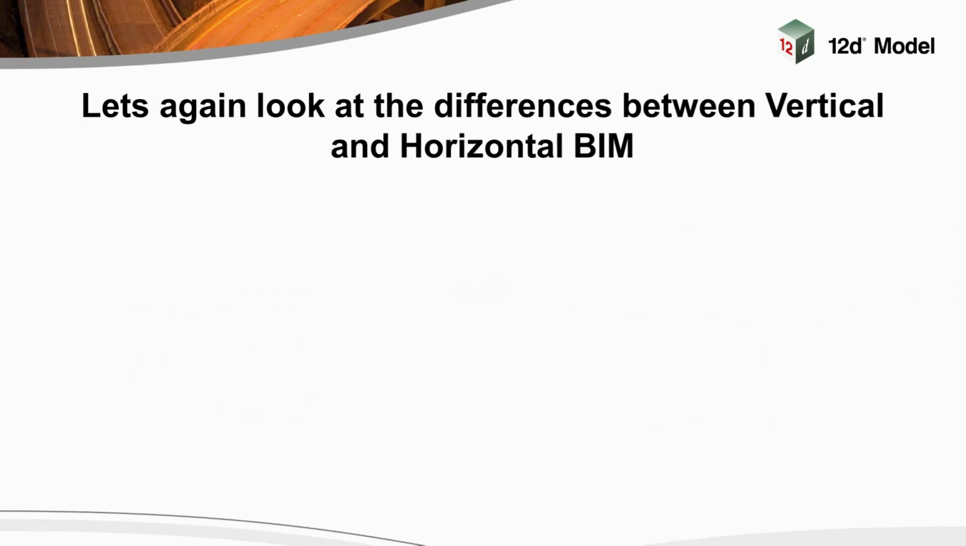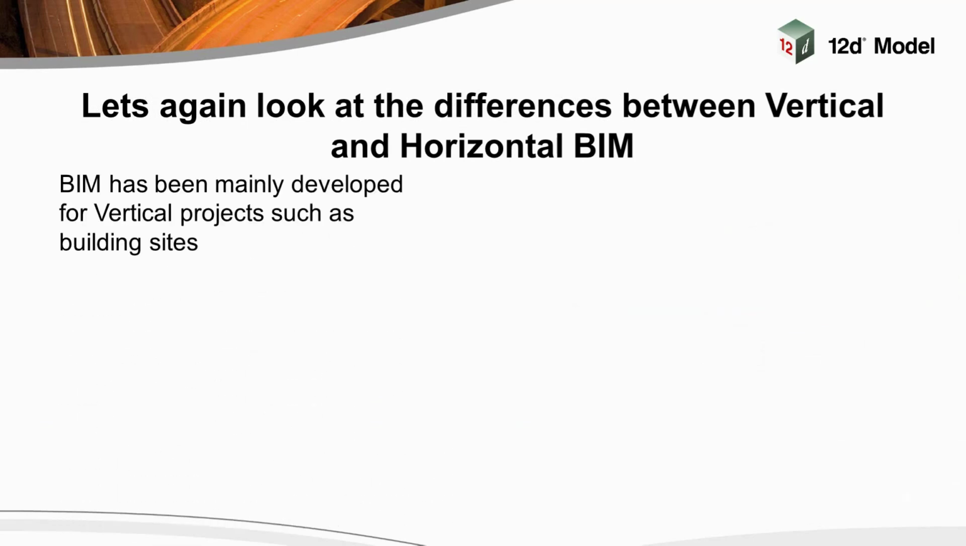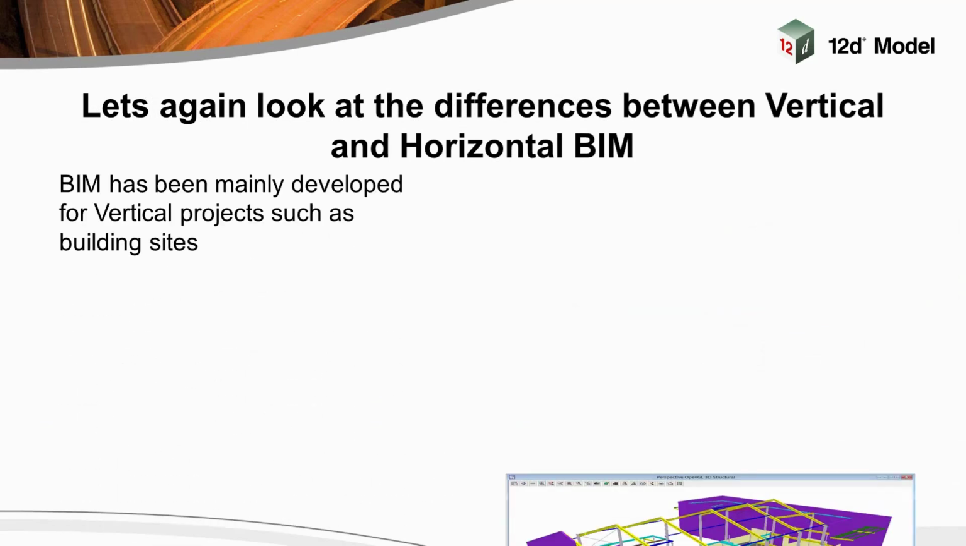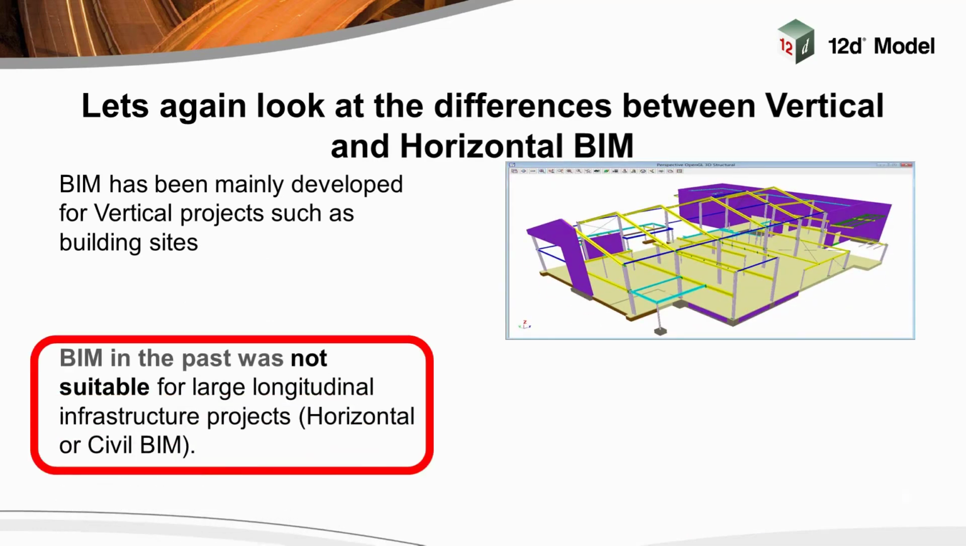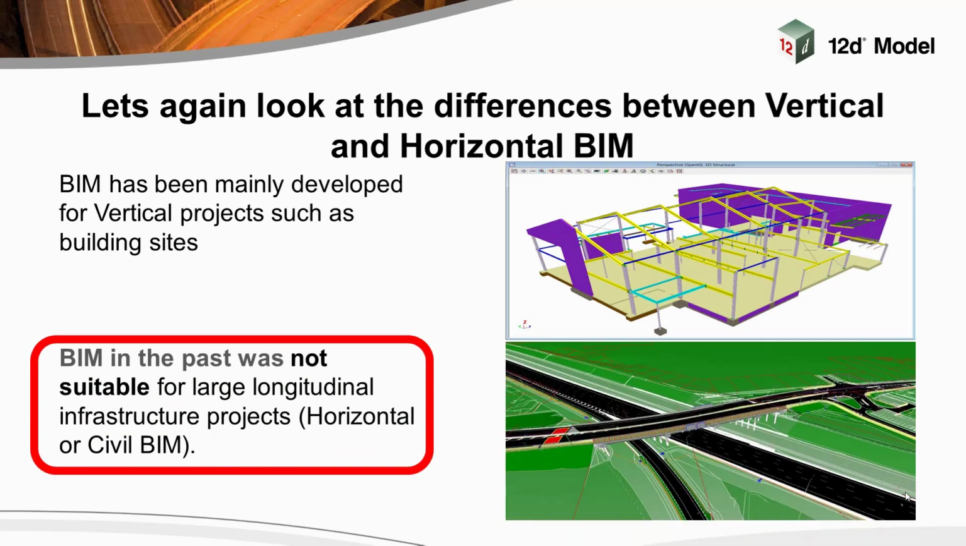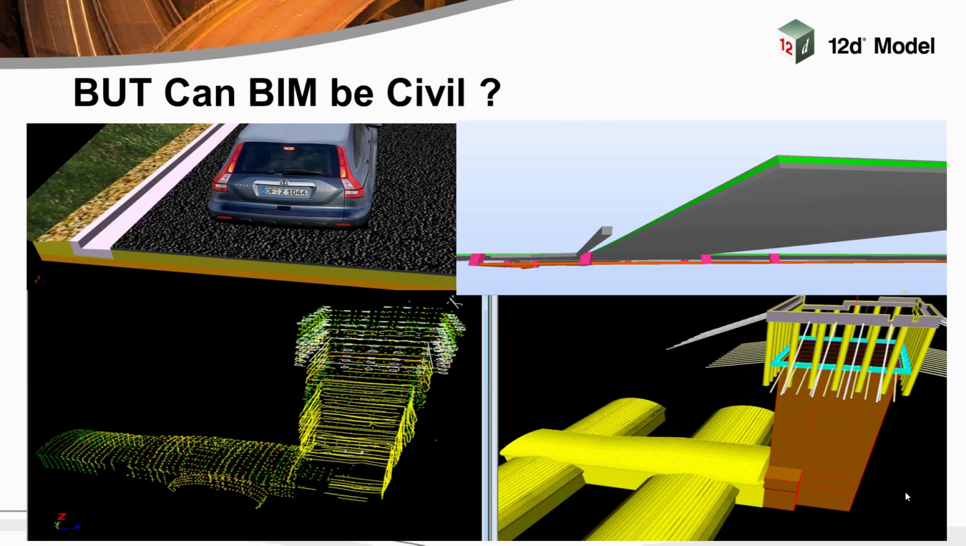So let's look at the differences again between vertical and horizontal BIM. BIM has been mainly developed for vertical projects such as buildings. And BIM in the past was not suitable for large infrastructure projects, but that's changed. Why it's changed, I'll explain further as we go forward. And it begs the question, can BIM be civil? And of course it can.